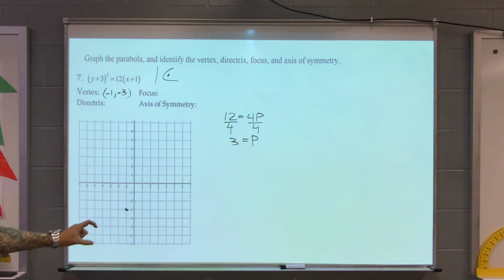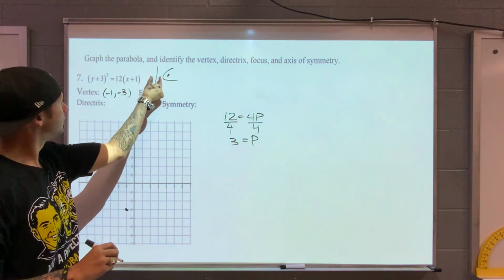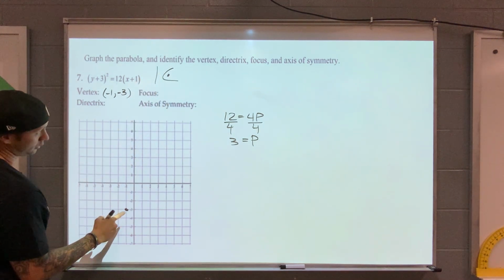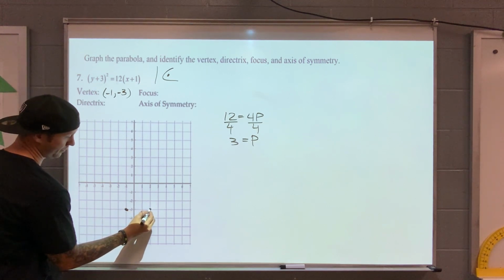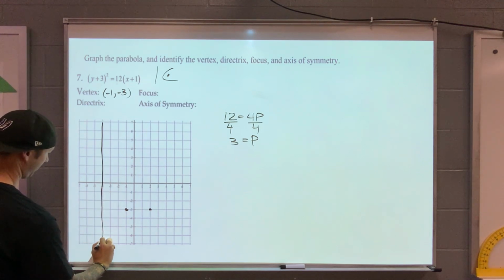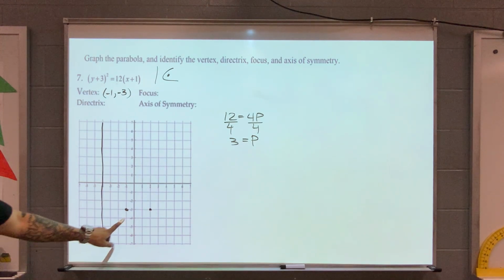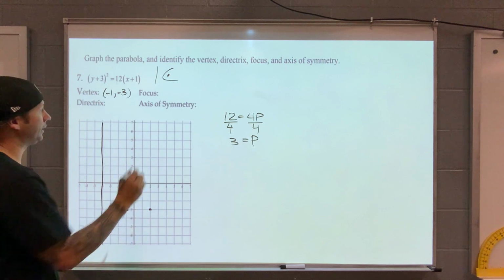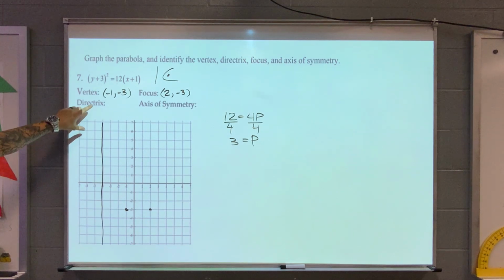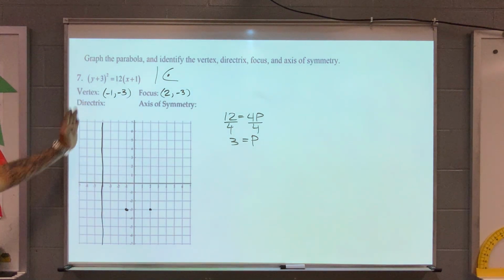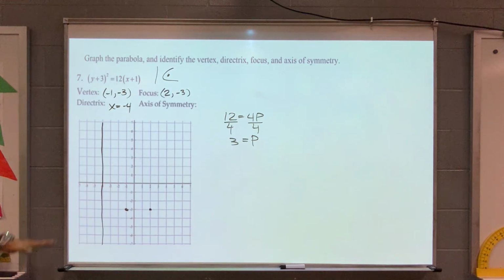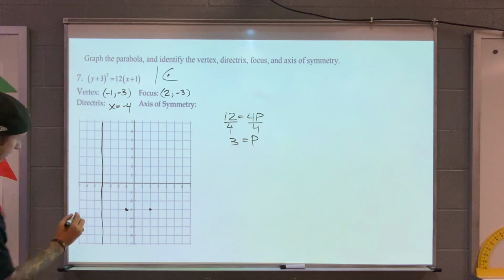So that's the distance, right, from the vertex to the focus, vertex to the directrix. So it's going to go to the right 3. 1, 2, 3. The focus is at 2, -3. The directrix is a vertical line, so x equals -4. Axis of symmetry goes through the vertex.